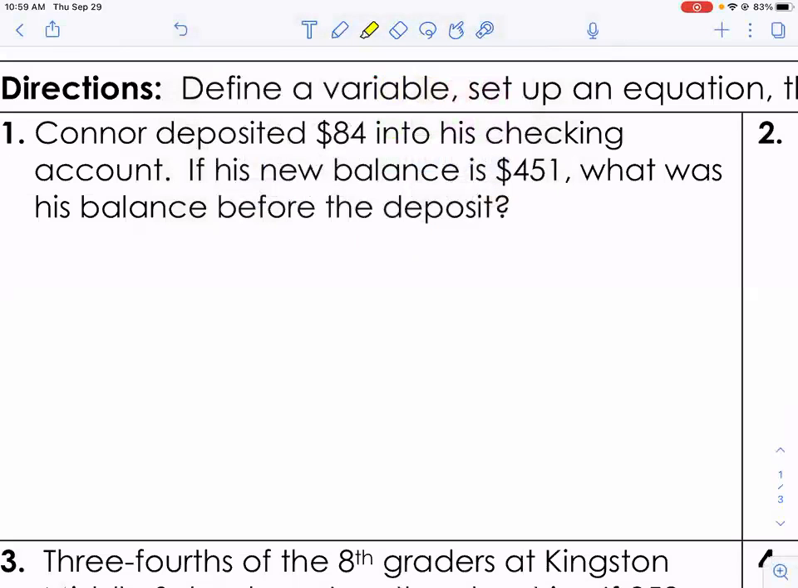Okay. I also don't think it would be a bad idea for you to grab a highlighter, and we're going to highlight some things in the problem. Okay. So everyone grab a highlighter.